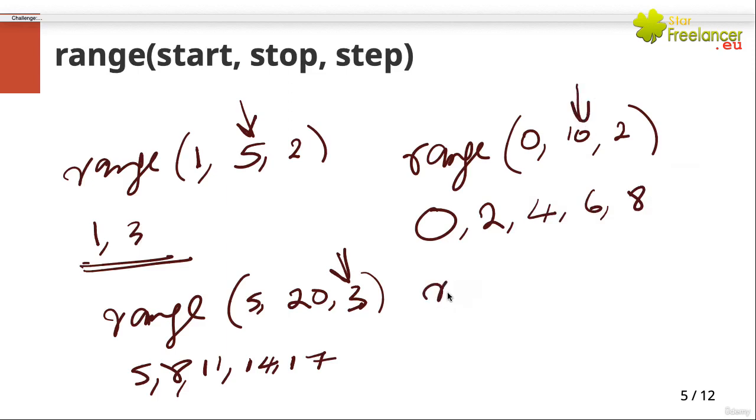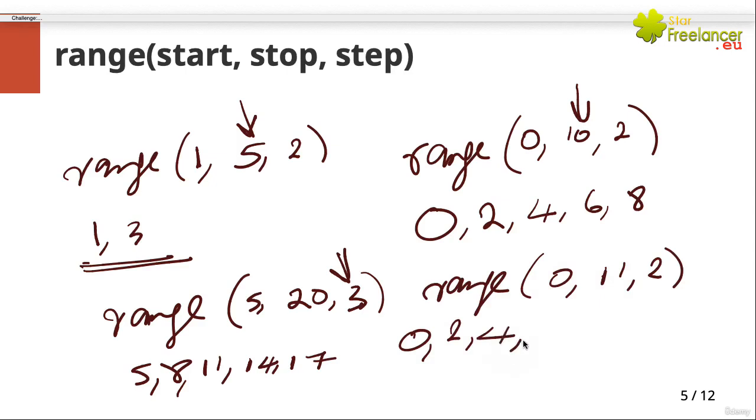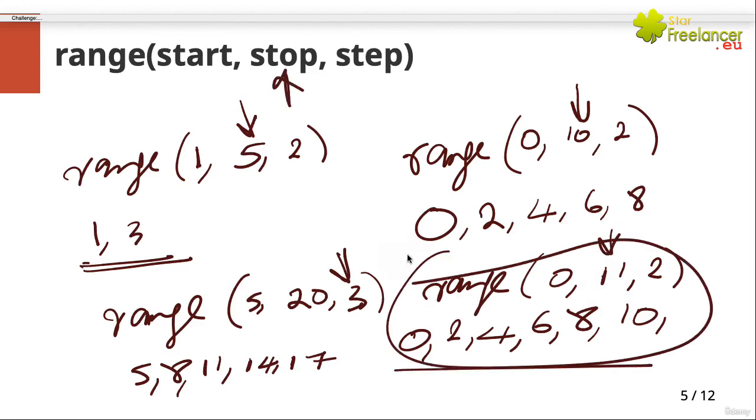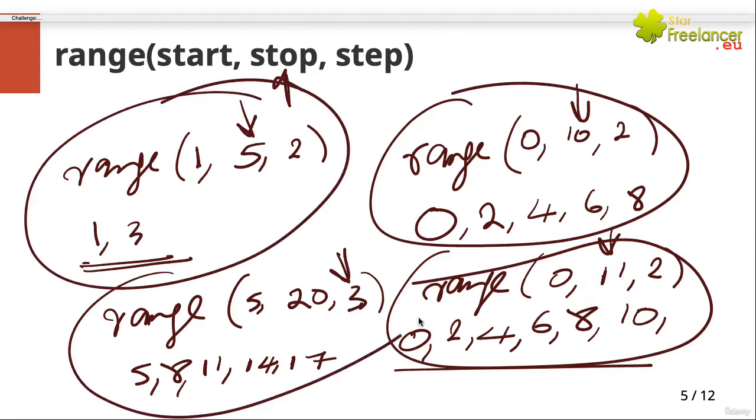But if we have done something like this, say range 0, 11, then 2. That is to say 0, 2, 4, 6, 8, 10. If we add 2 to 10, we have 12. This is already more than that. We don't want to get here or above this value because we say stop. Hope this is understood. Let's move on.